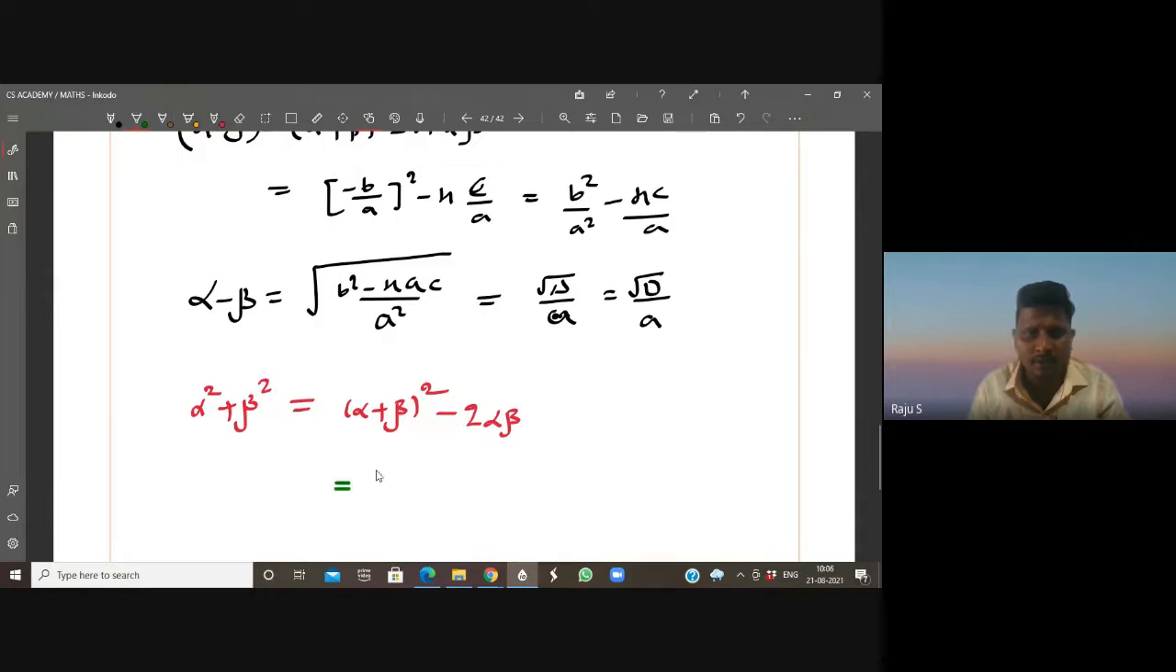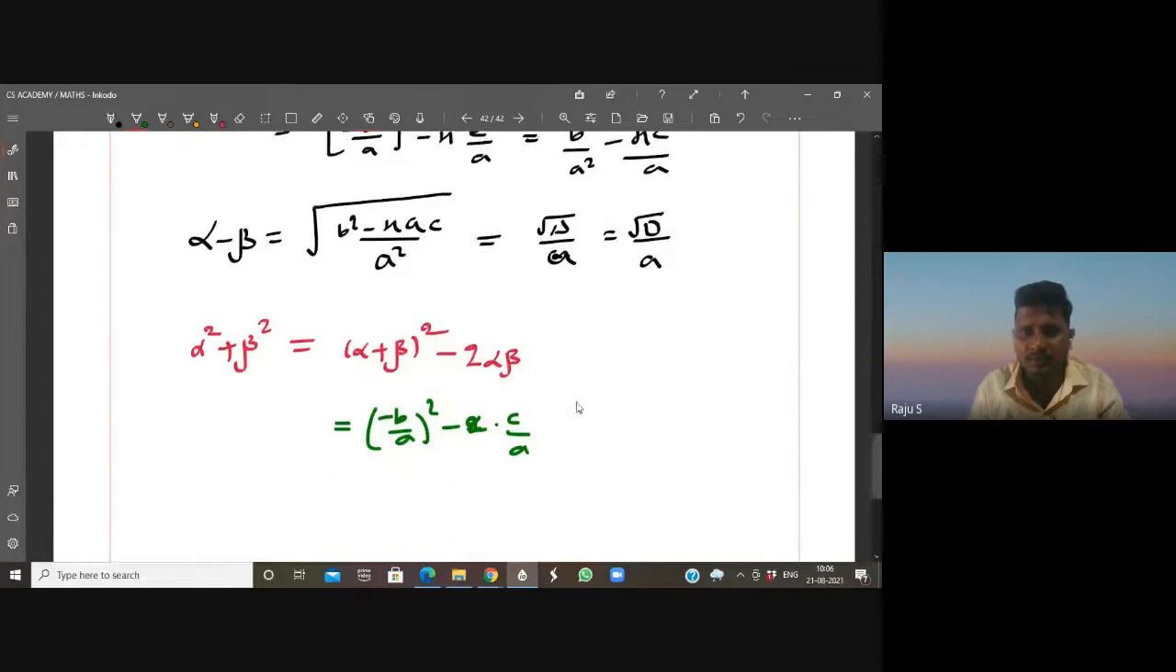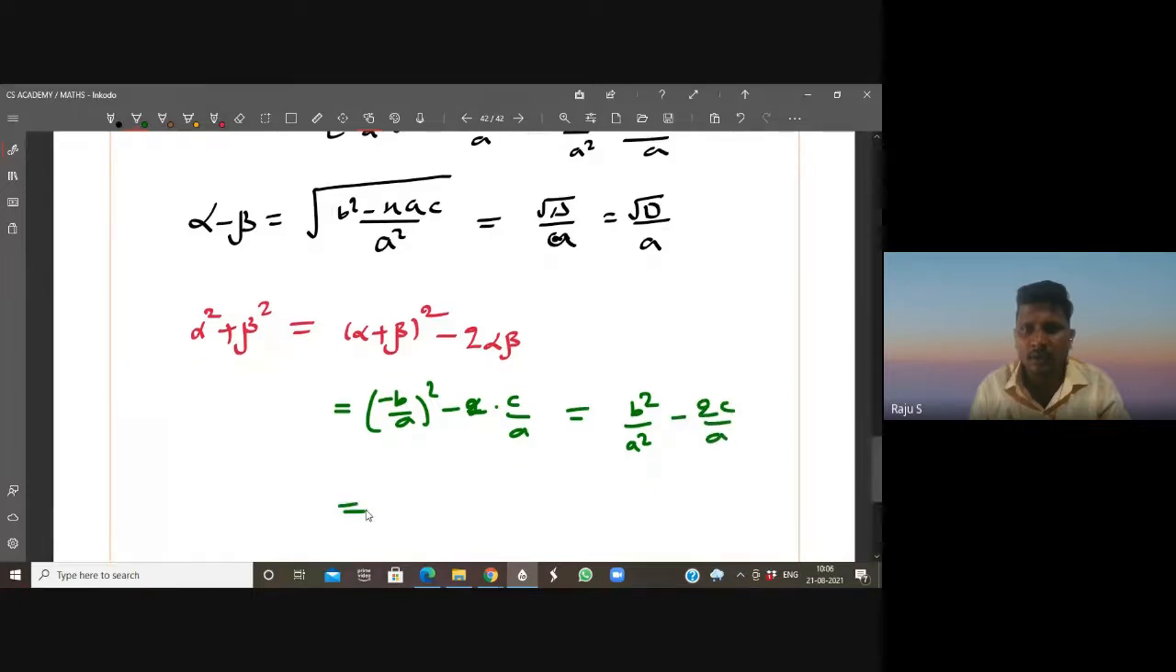This is equal to minus b by a the whole square minus 2 times c by a. This is about b square by a square minus 2c by a. So this is b square minus 2ac by a square. Am I right, students?